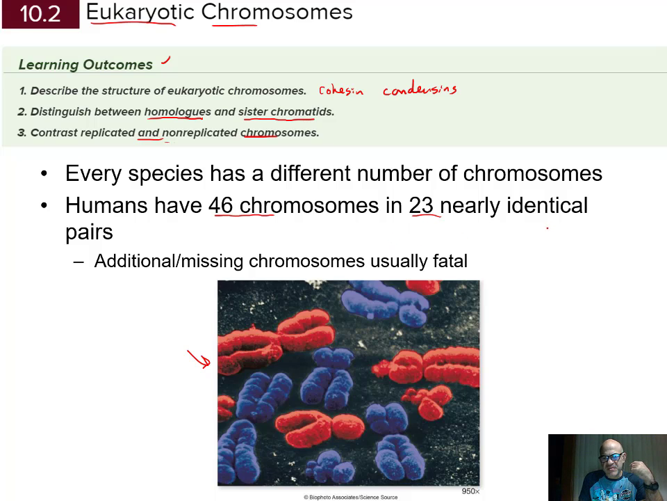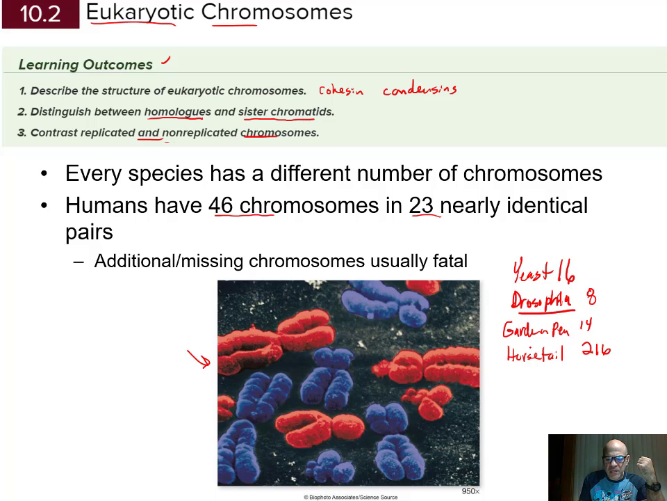If we look at some other species, species will have typical numbers of chromosomes. Yeasts, for example, are going to have 16 chromosomes. Drosophila, which is the genus for a fruit fly, has 8 chromosomes. Green peas or garden peas are going to have 14. Horsetails, which we studied when we were looking at plants, they're allies of ferns. Horsetails have 216 chromosomes. Frogs have 26.